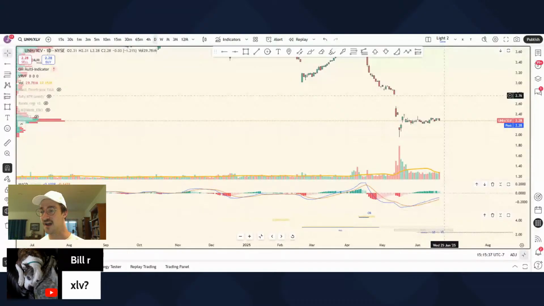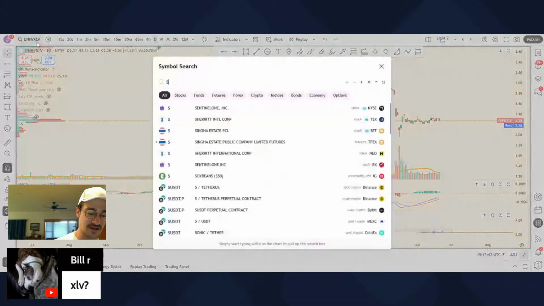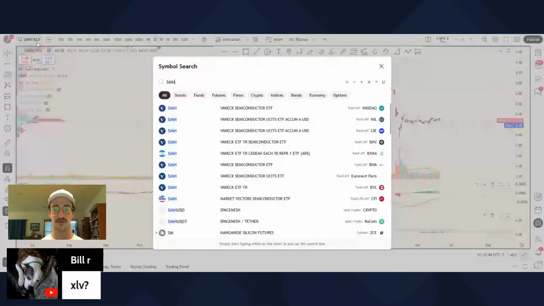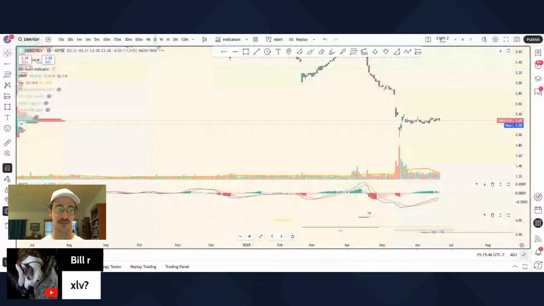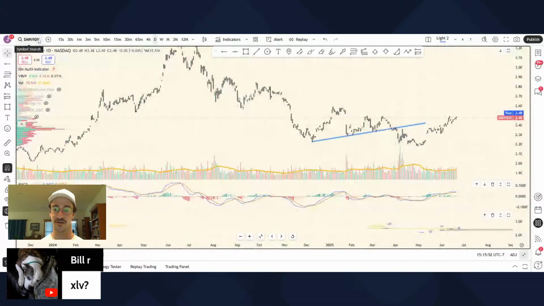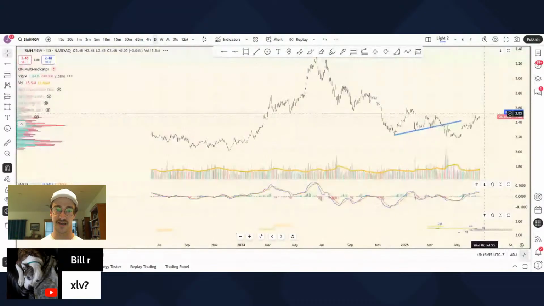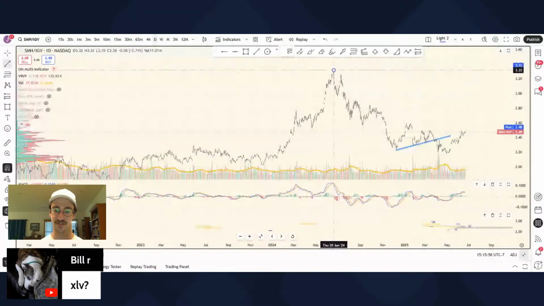So that is how I use ratio charts. I'll give you one more example. SMH over IGV. This is a fun one. So this is the strength of semi-caps compared to software. And as you can see, they are trying to break out from, look at this, downtrend.